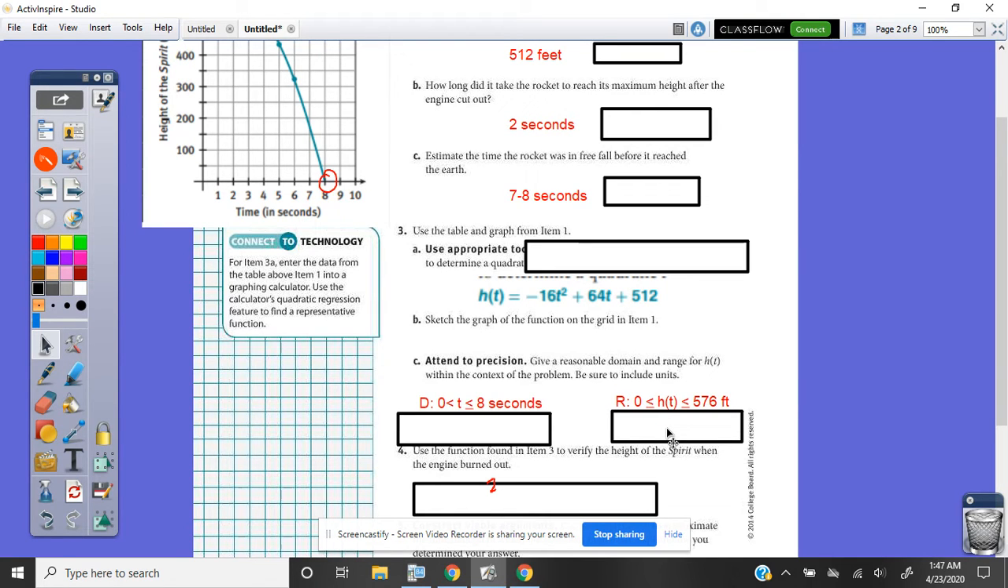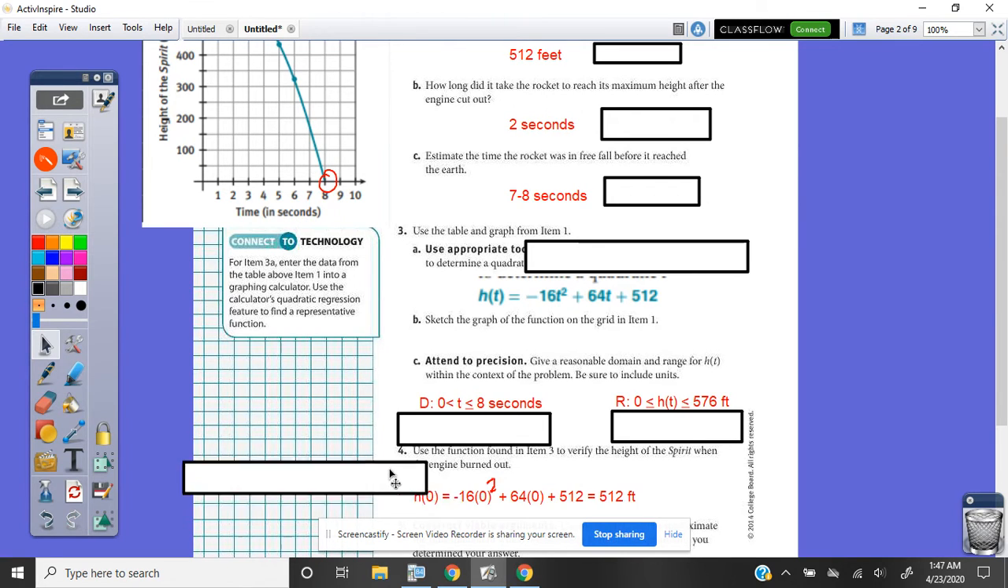Use the function found in item 3 to verify the height when the engine burned out. The engine burned out at time 0, so you just plug 0 in for time. Negative 16 times 0 squared plus 64 times 0 plus 512. Your zeros just go away and you end up with 512 feet.